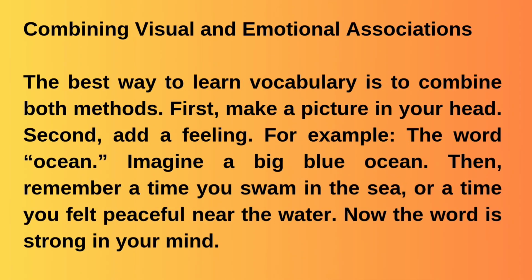Combining visual and emotional associations. The best way to learn vocabulary is to combine both methods. First, make a picture in your head. Second, add a feeling. For example, the word ocean. Imagine a big blue ocean. Then, remember a time you swam in the sea, or a time you felt peaceful near the water. Now the word is strong in your mind.